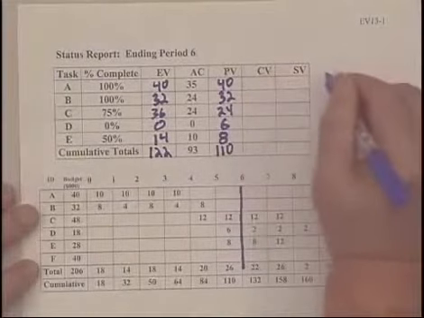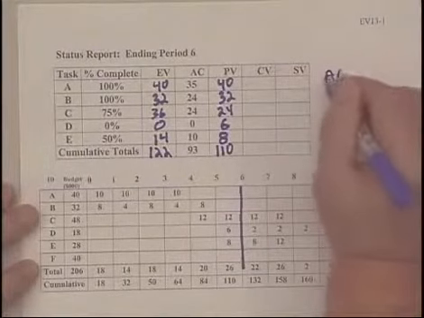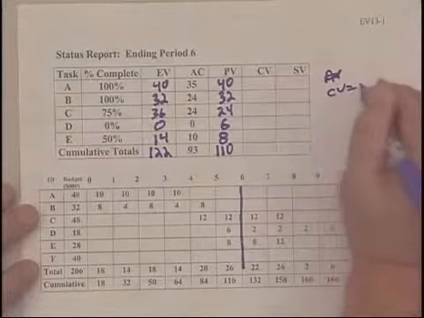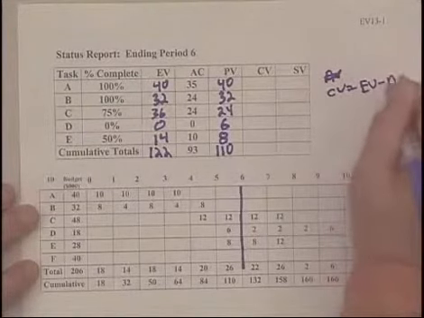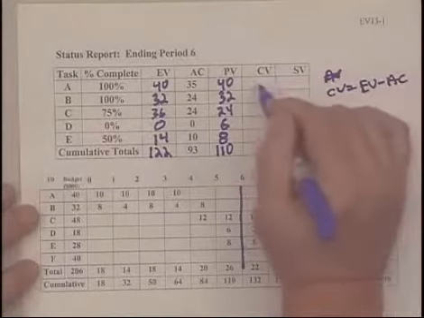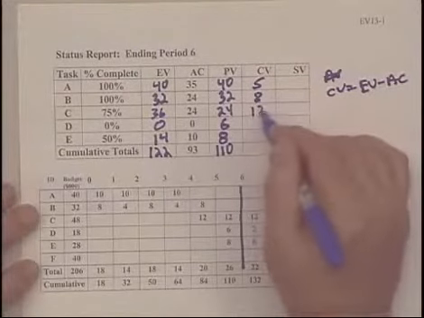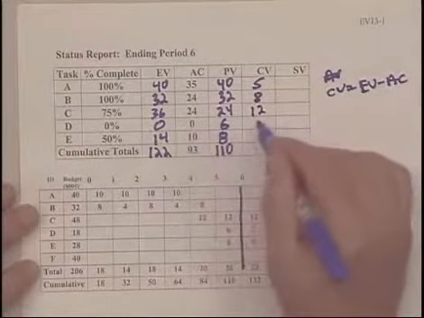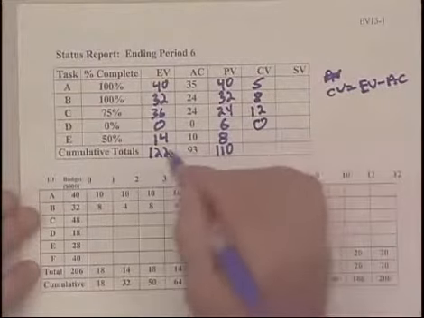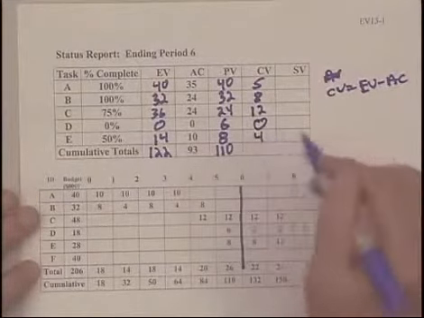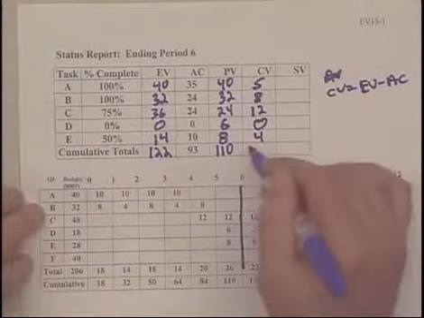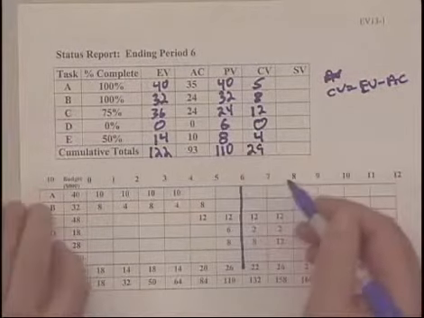Go ahead and calculate the CV as being earned value minus actual costs, and we get 5 and 8, 12, 0, and 10 from 14 is 4, and so we are $29,000 under budget.